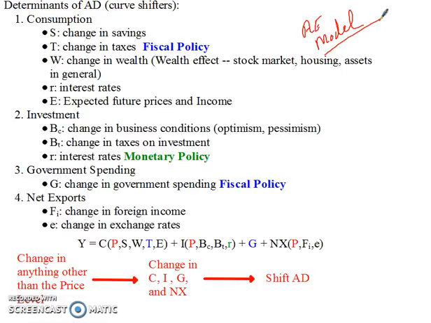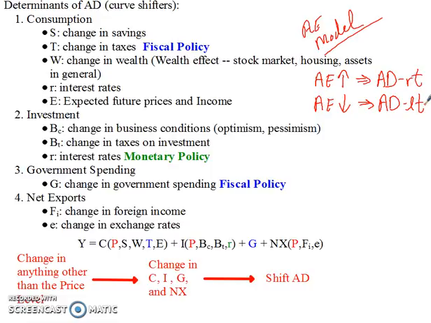Let me re-say it. These are all the same determinants as we did in the aggregate expenditure model. So anything that shifted the aggregate expenditure curve up will cause the aggregate demand curve to shift to the right. And anything that causes the aggregate expenditure curve to shift down will, in this model, cause the aggregate demand curve to shift to the left.